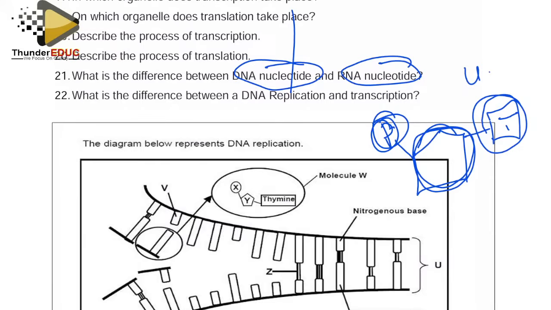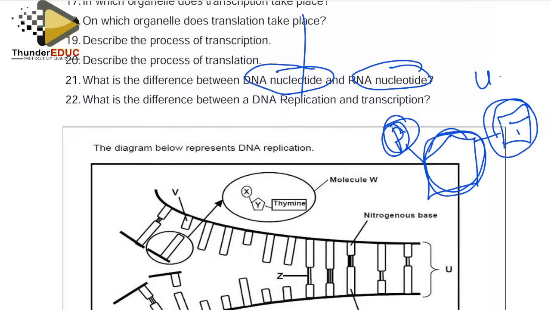Then they ask a question. What are the differences between DNA replication and transcription? When you talk about DNA replication, what does it mean? We look at what happens during DNA replication, where it occurs, and how. In DNA replication, two strands act as a template, while in transcription, one strand acts as a template.